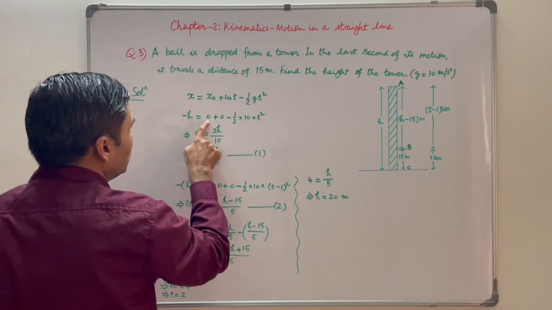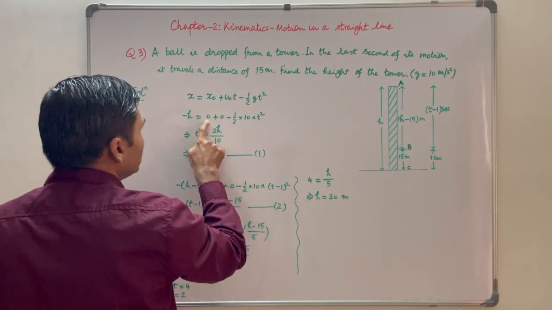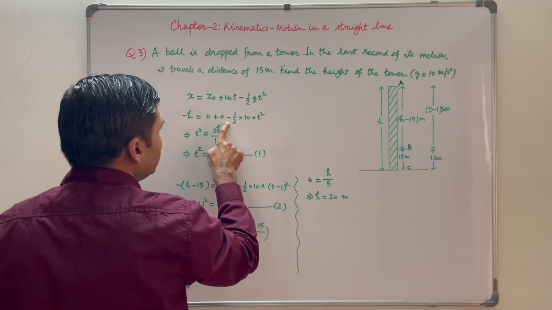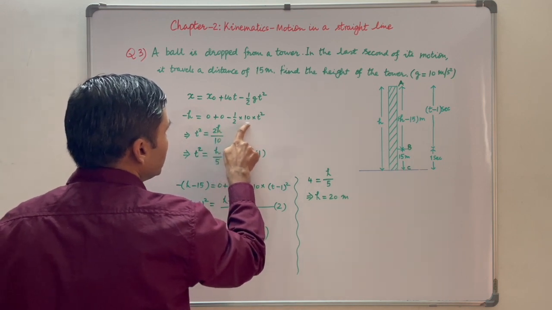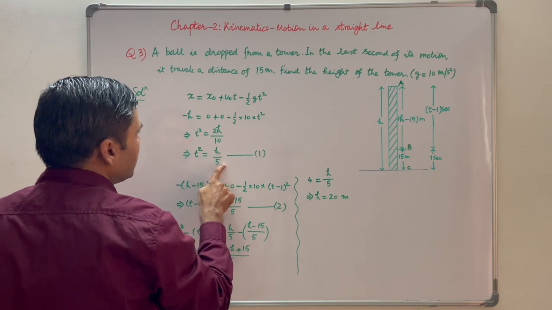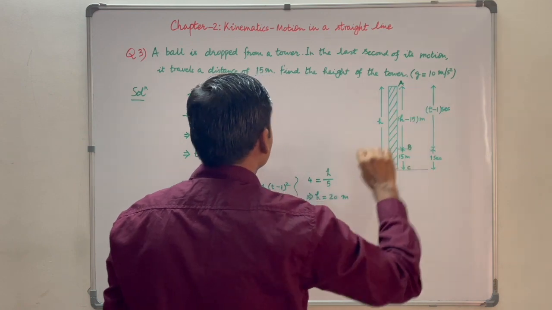Minus h is equal to x0, which is 0, since the ball is starting from here. So x0 is 0, plus initial velocity u0 is also 0, minus 1 by 2, g is given as 10, t square. So t square is equal to h upon 5. This is the first equation. Now consider section AB.